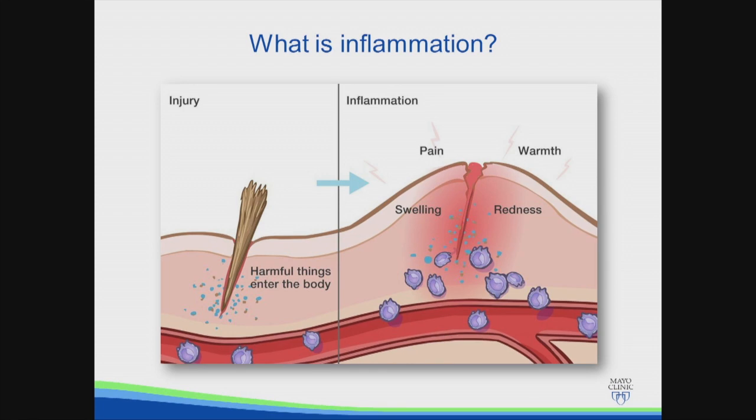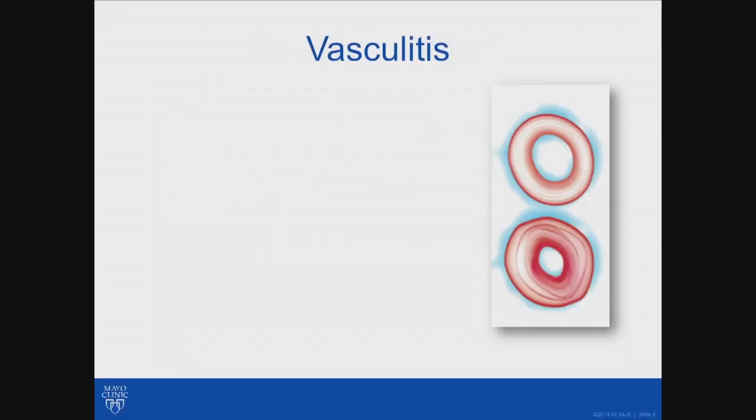But when you think about inflammation in a blood vessel, it's hard to understand where is the swelling, the redness, the warmth, the pain. Well, it's different, right? Because a blood vessel is a tube. And so a normal blood vessel looks like this. There's a canal on the inside, which we call the lumen, and then there's a wall to the blood vessel.